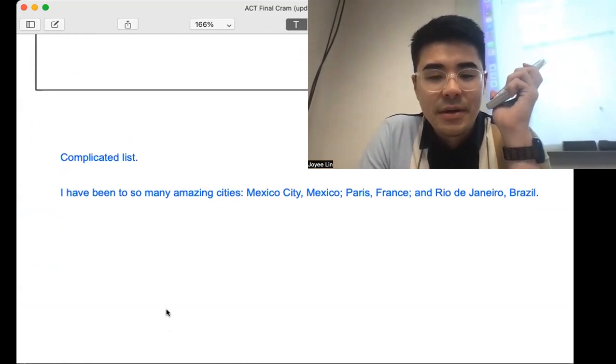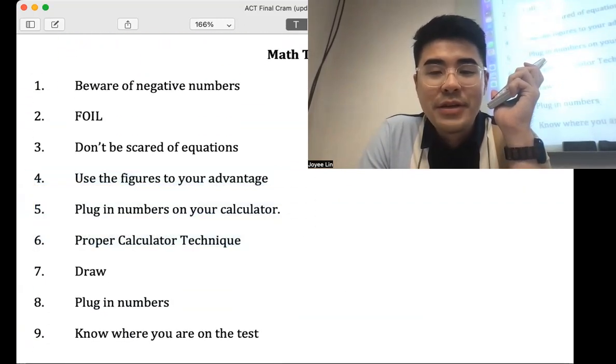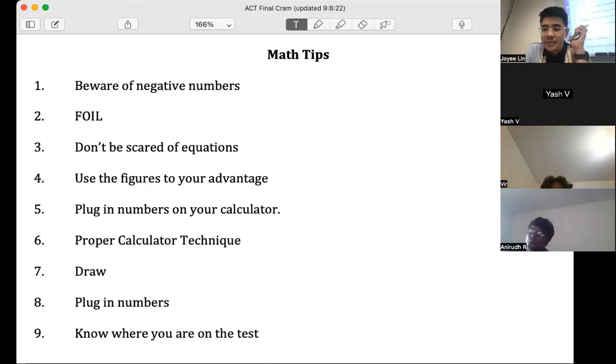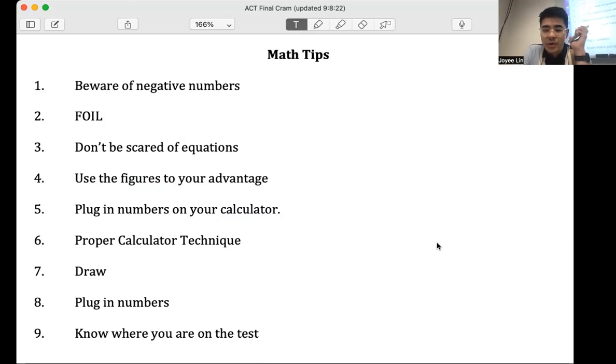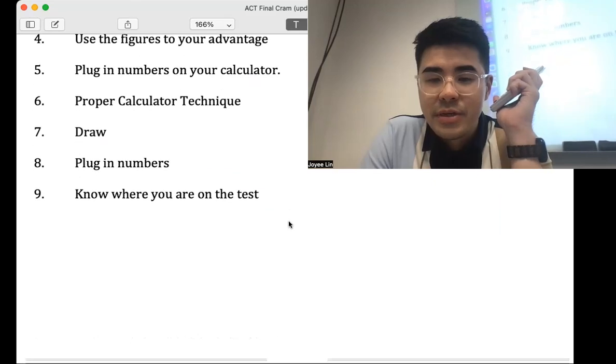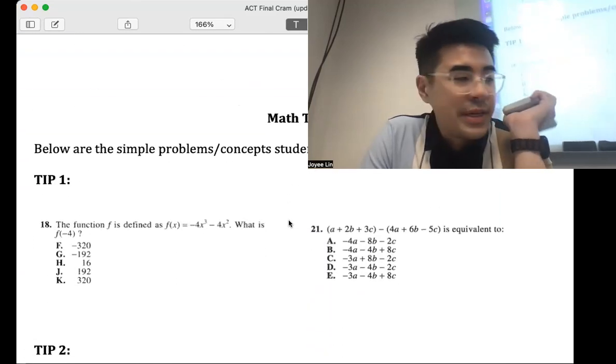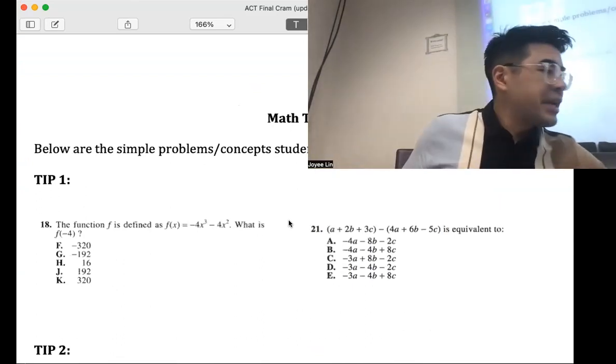Yay. Okay. So now you have all these random math tips. I was going to have you guess them, but you won't need to guess them. These are the biggest mistakes that students make when they are doing this section. So we will look at some of the things we can do to avoid those mistakes. For example, tip number one is being careful with negative numbers, right?